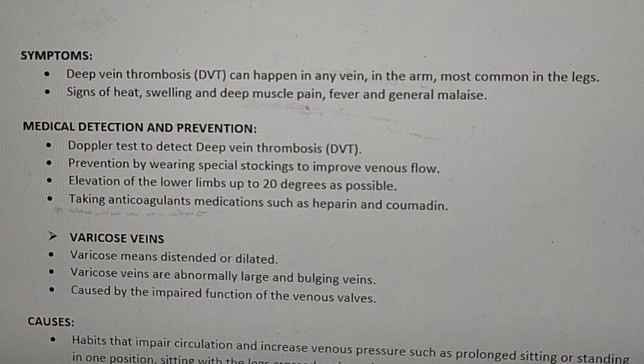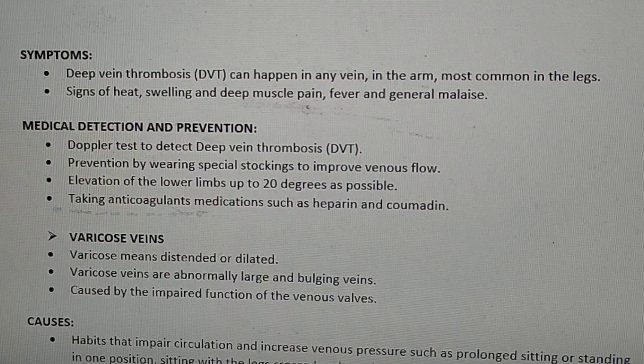Symptoms. Deep vein thrombosis or DVT can happen in any vein, in the arm, but is most common in the legs. Signs include heat, swelling, and deep muscle pain, fever, and general malaise. Malaise, guys, means a feeling of weakness or overall discomfort or illness, or simply not feeling well.